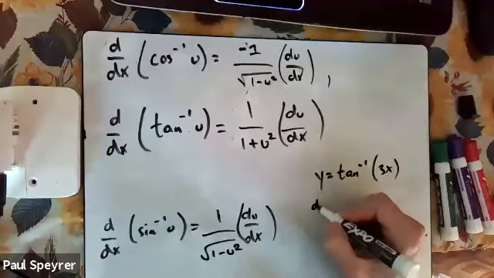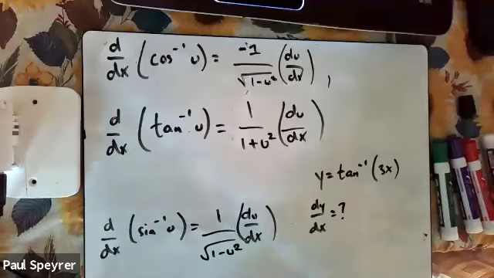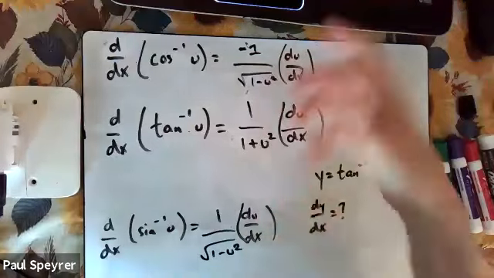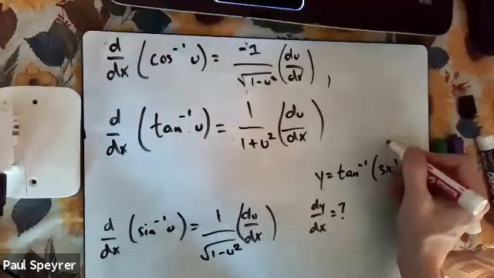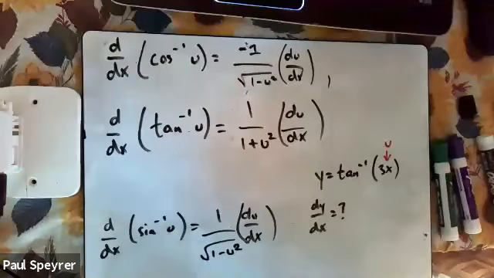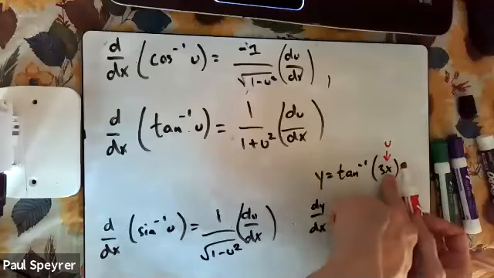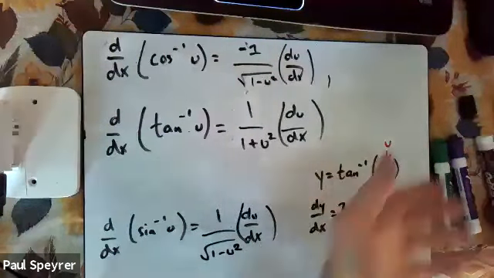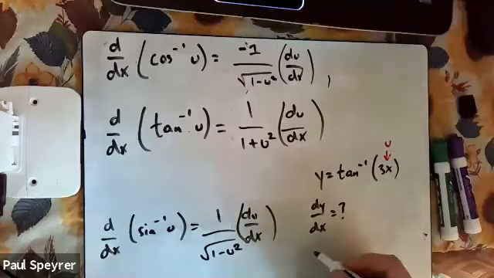And we want dy dx. How do we do that? Well, you got to figure out what's the u, right? What's the u in all these cases? It's the stuff trapped inside of the parentheses. It could be anything, okay? It could be 3x. It could be 10x squared. It could be 5x squared minus 6x plus 1. It doesn't matter, okay? That's the u. Once you have that, you just plug it into this formula and you simplify it as much as possible.